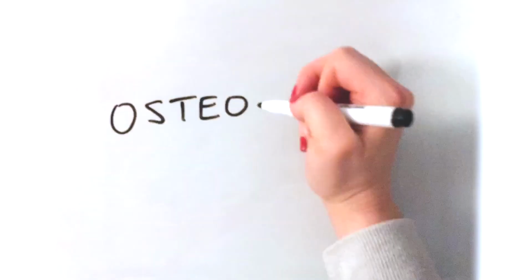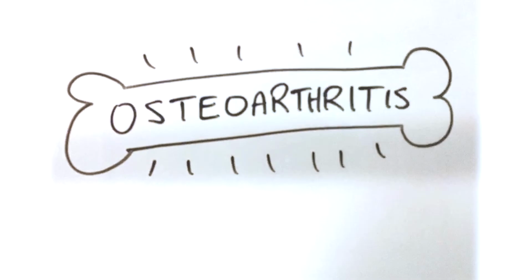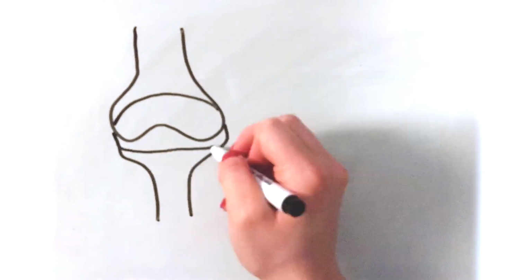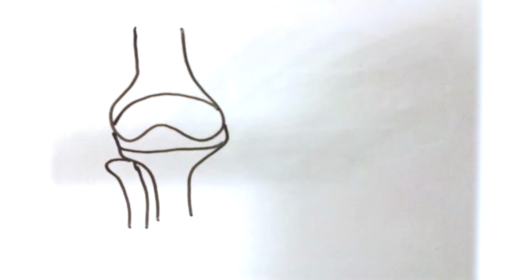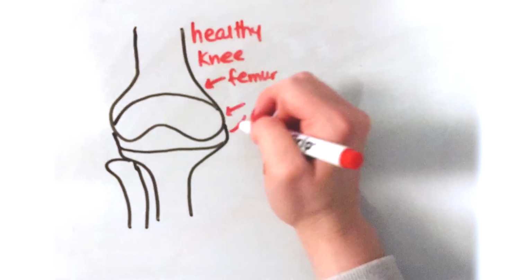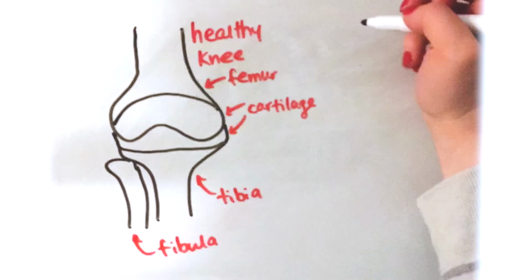Hello. Today we're here to talk to you about osteoarthritis. Osteoarthritis is an inflammatory degenerative disease of articular cartilage in synovial joints, such as weight-bearing joints of the knee, the hip, and the spine, and the small joints of the hands and the feet. It is the most common form of arthritis.